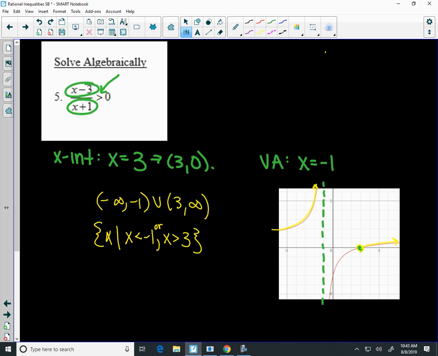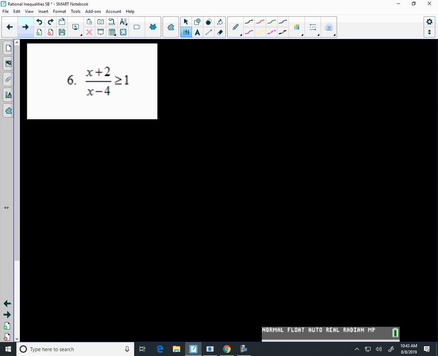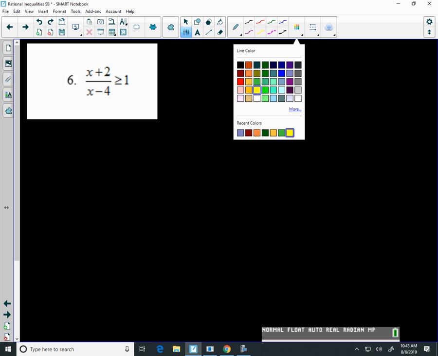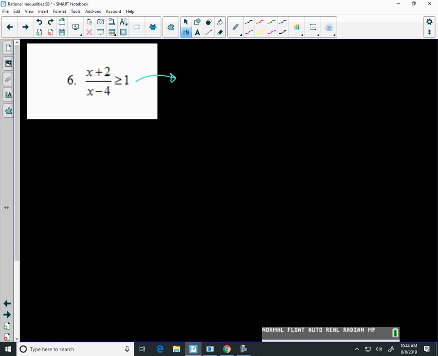Now we're going to have a little more work for 6, 7, and 8. For number 6, you can absolutely graph this and just look at where it's greater than 1. I think it's a little more tricky, and I want you to practice getting this all into one fraction. It's going to be much easier when we eventually take your calculator away at the end of the year to do limits of rational functions.